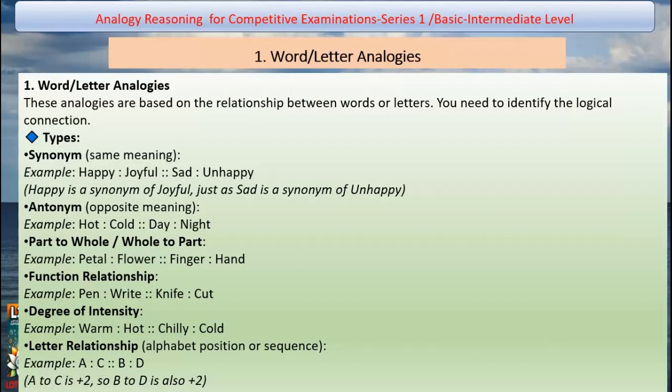Word and letter analogies, as we said, are about the relationship between words or letters. Now we have to identify the logical connections. Synonyms: one example is happy and joyful. Then if sad is given, then it will be unhappy, that is the synonym of sad. Then antonyms: if it is given hot is to cold, and if only day is given, it will be the opposite. So the opposite of day is night.